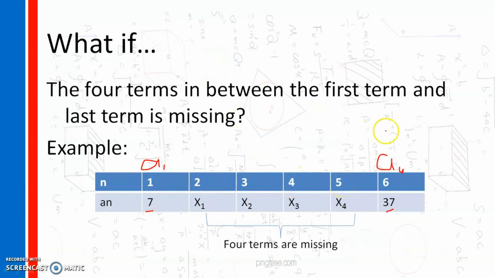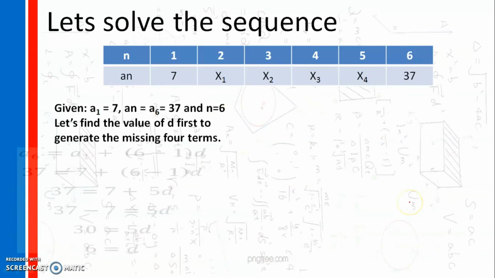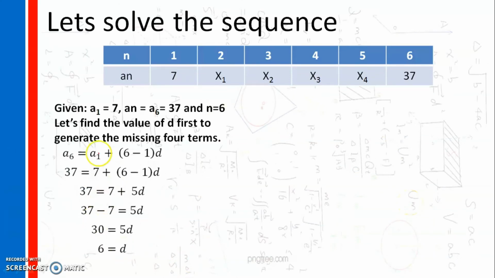Again, ano ang meron? Meron tayong first term and last term. Ang nawawala, yung common difference. So, hanapin muna natin yung common difference. Paano natin hahanapin yun? Gamitin natin yung arithmetic sequence formula. So, using the arithmetic sequence formula, okay, let's have this one. So, the value of the common difference now is 6.